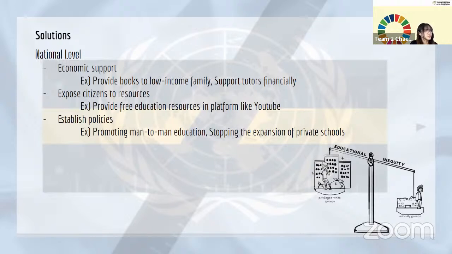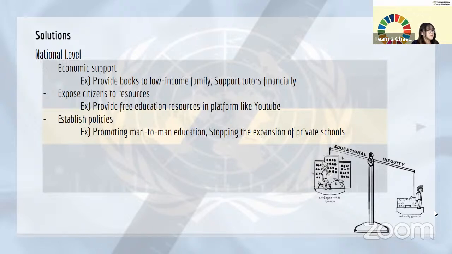The first economic support would be to provide books to low-income families and supporting tutors financially. One of the first ways that kids experience inequality in education is with their exposure to books, and it is a great way to give them a head start in their education.